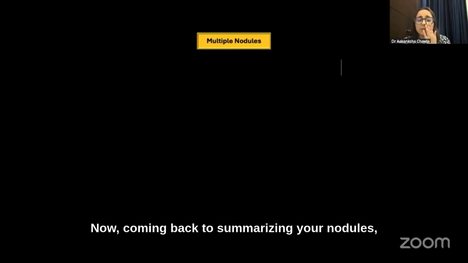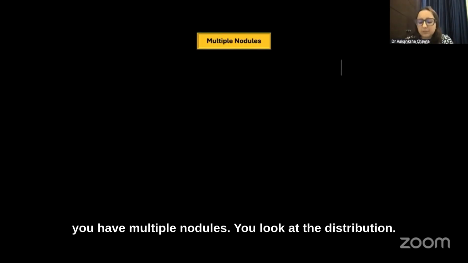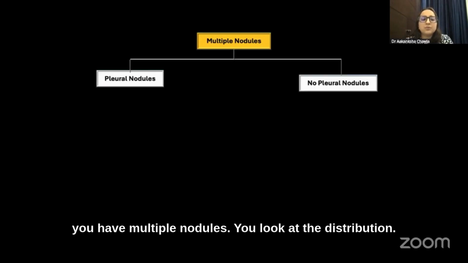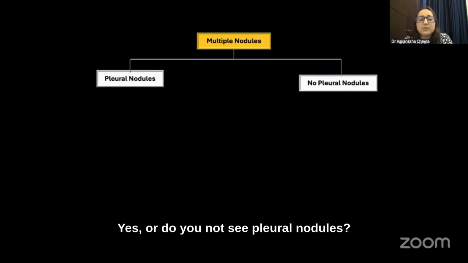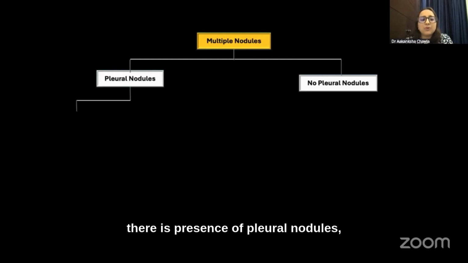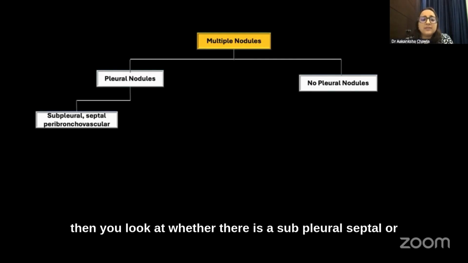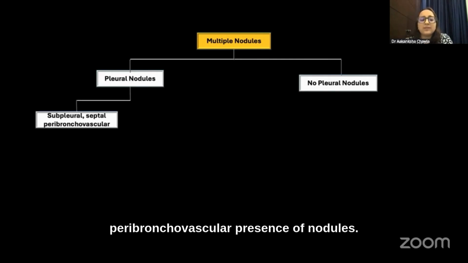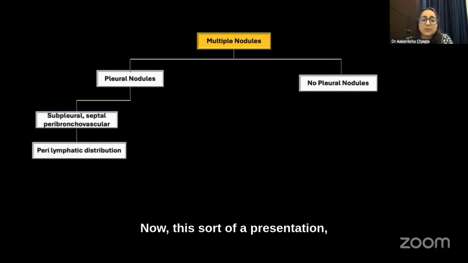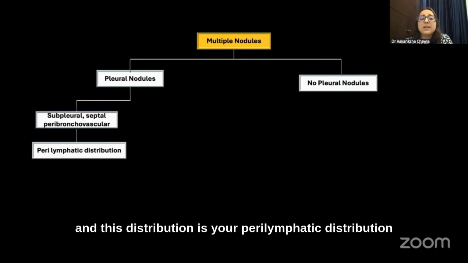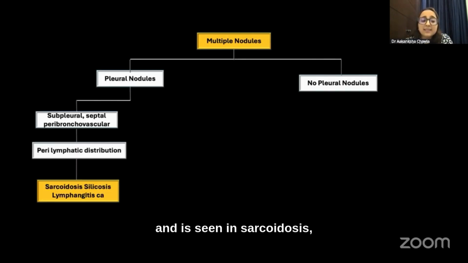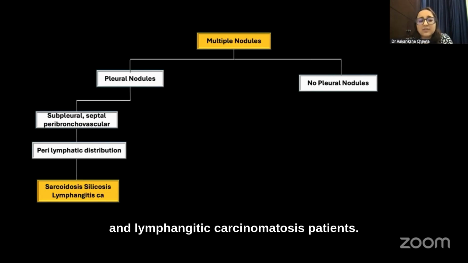Now, coming back to summarizing your nodules, you have multiple nodules. You look at the distribution. Do you see pleural nodules, yes or no? If you do see multiple nodules and there is presence of pleural nodules, then you look at whether there is a subpleural, septal or peribronchovascular presence of nodules. Now, this sort of presentation, with pleural nodules and this distribution, is your perilymphatic distribution and is seen in sarcoidosis, silicosis, and lymphangitic carcinomatosis patients.